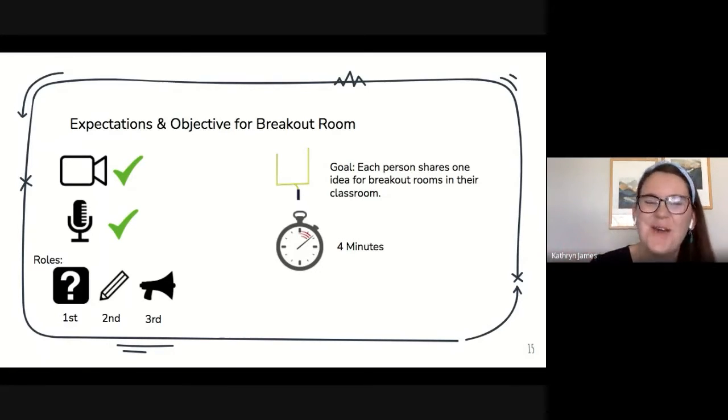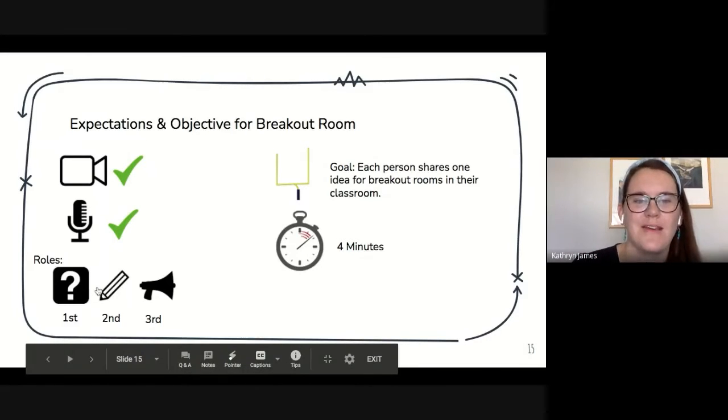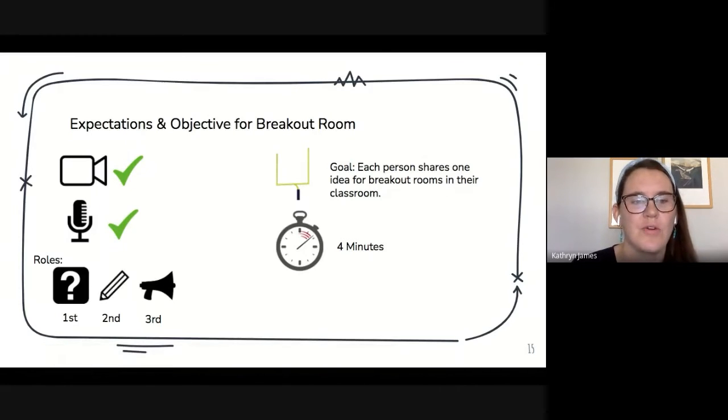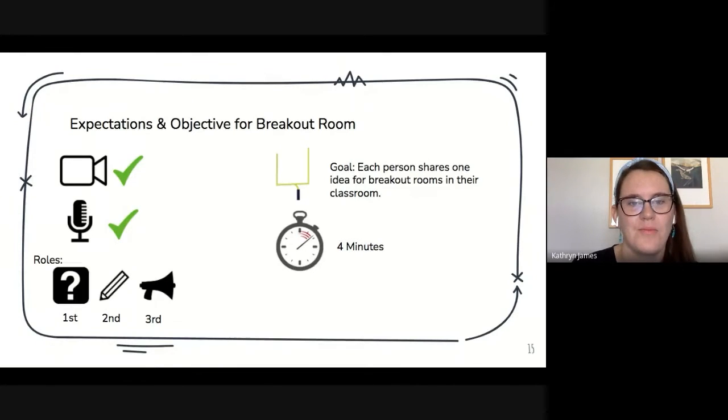Today, we are going to be going into breakout rooms with about three people. Our numbers make it so there'll be some groups of 4. When you get into your breakout room, the goal is that everybody shares one idea for breakout rooms in their classroom. The first person in the room is going to make sure the question is being asked. They're going to remind everybody to keep the conversation going. They are the question prompter.